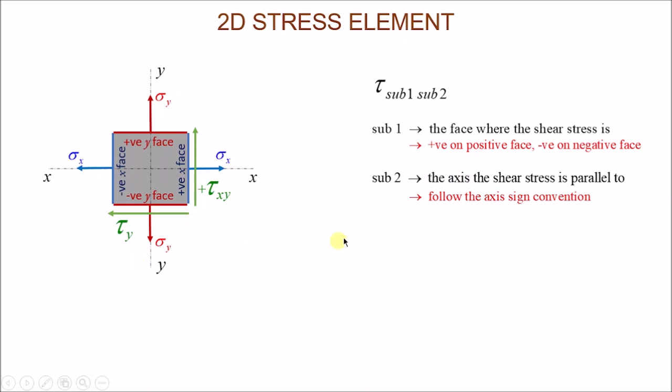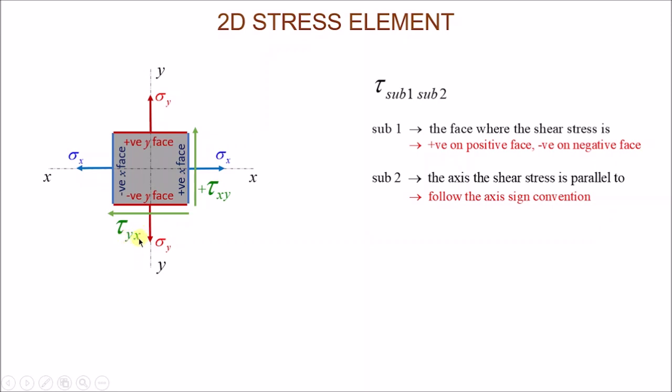And then the second subscript is the axis the shear stress is parallel to. If you look at this shear stress, it's parallel to the x-axis. So therefore, the second subscript is X. But that's not the end of it. Now we need to establish the sign of that particular shear stress based on the sign of the subscripts. So the first subscript here, Y, is negative, okay, because it is on a negative Y phase. So Y is negative. This subscript Y has a negative sign.